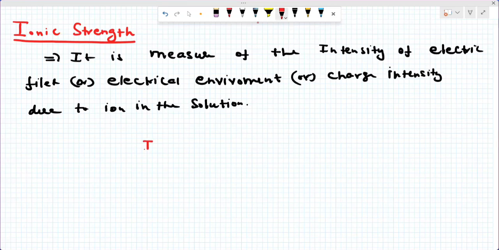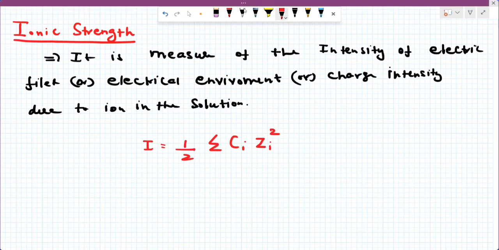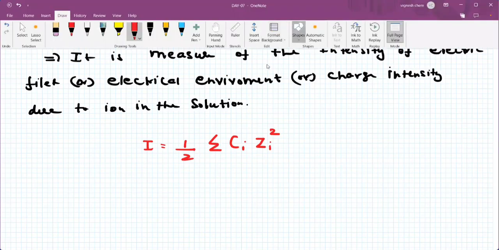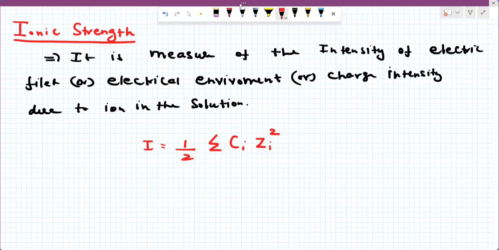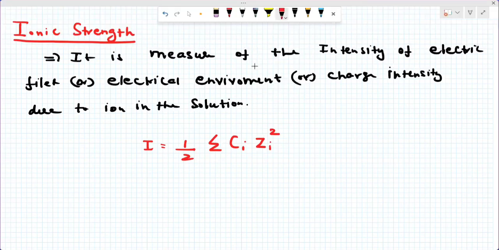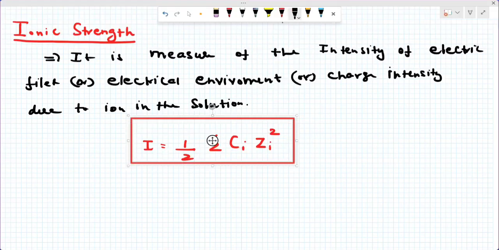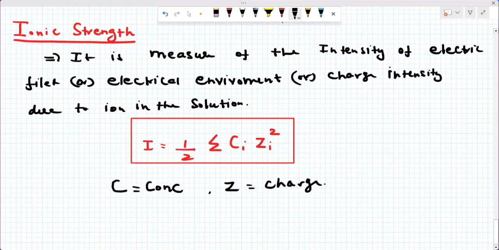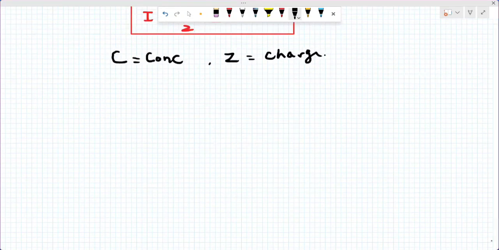I, the ionic strength, equals half into the summation of Ci into Zi square. Note the square is only for Z, not for concentration. Now listen, I put a box this way. Ci is the concentration and Z is the charge. Please note, the ionic strength of the solution.